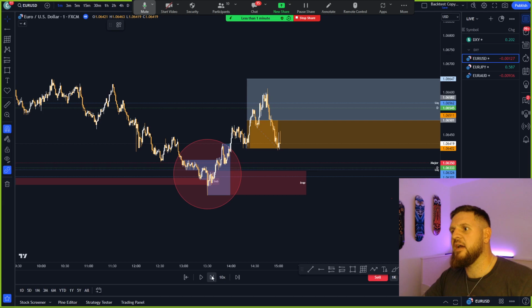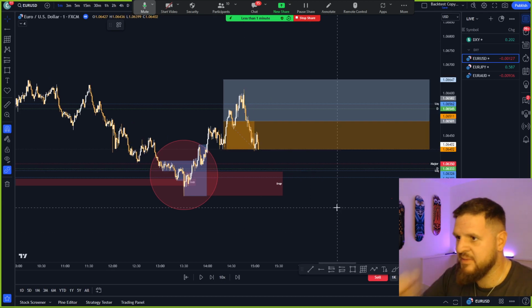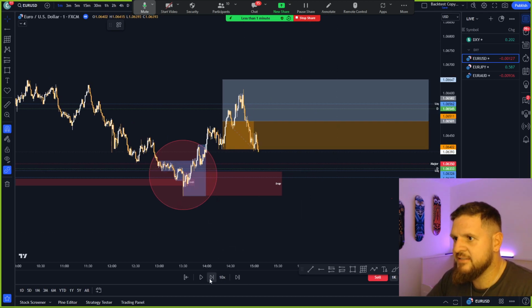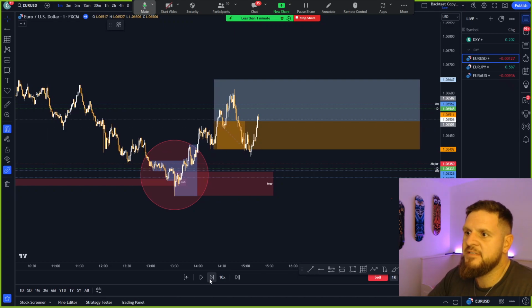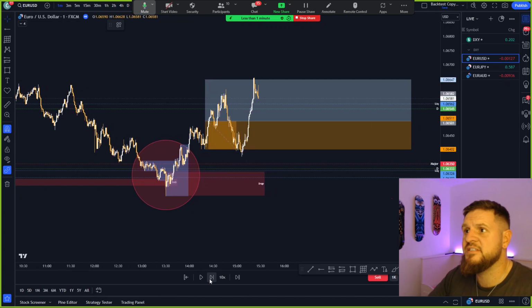And yeah, we get stopped out. So this is the risk of sometimes placing those tighter stops. And let's just see what happens from here. Yeah, so this kind of proves the point, doesn't it really, Sam?